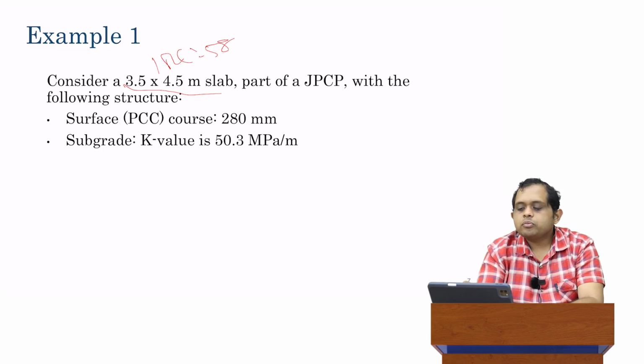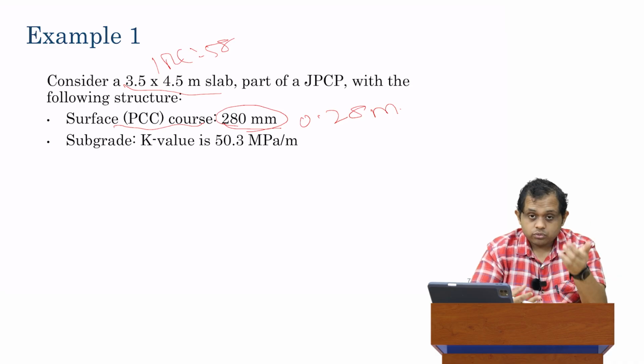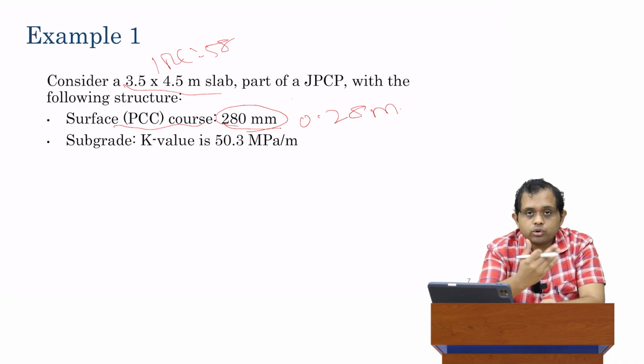Now, this slab is part of a JPCP section. It has the following structure. It has a surface course which is 280 mm thick. Okay, note the units, it's in mm. So it's 280 mm thick. If I write this in meters, I'll show you in a second why I'm writing in meters, this is 0.28 meters.